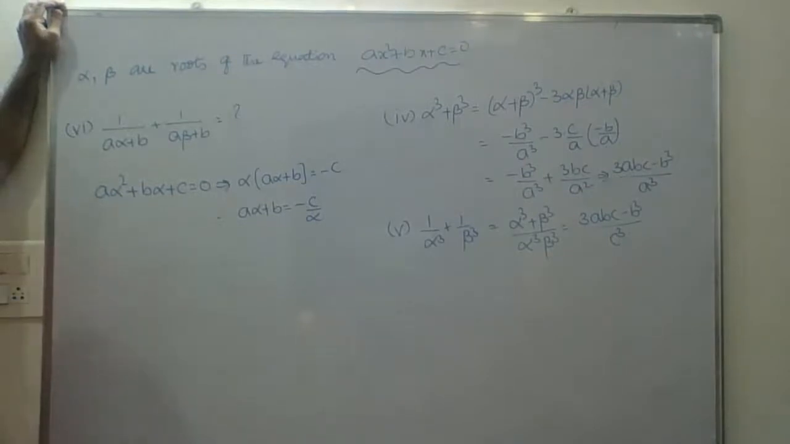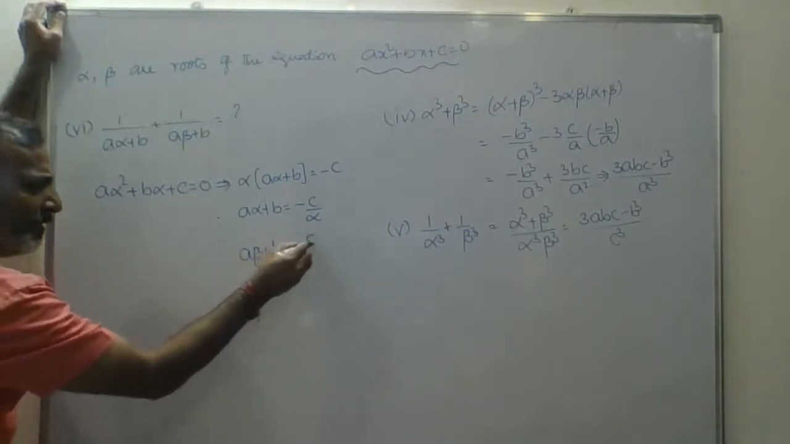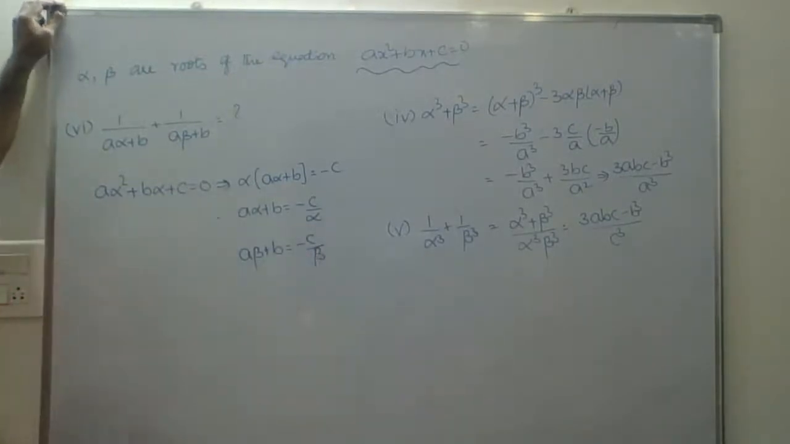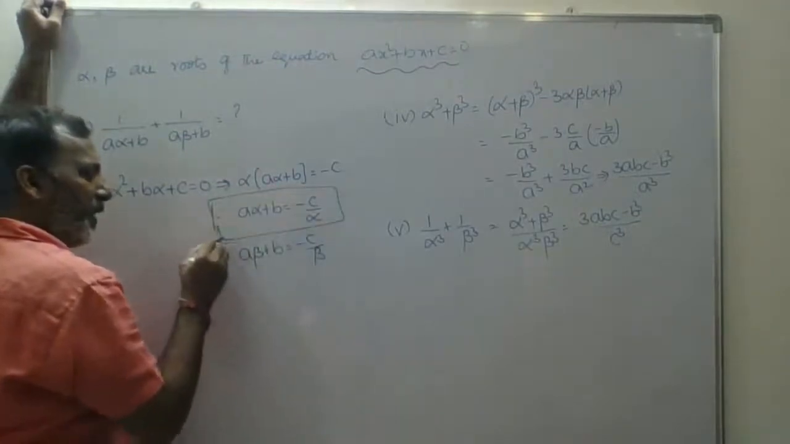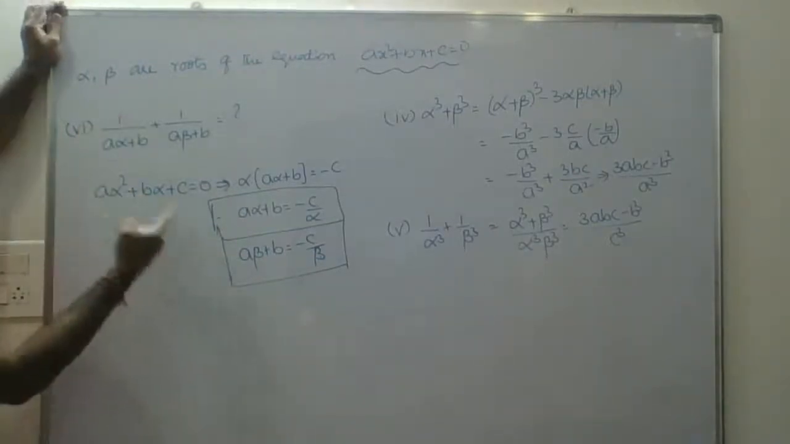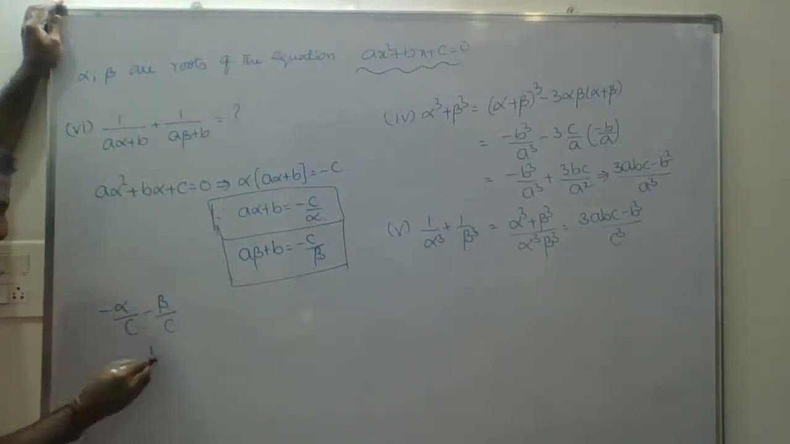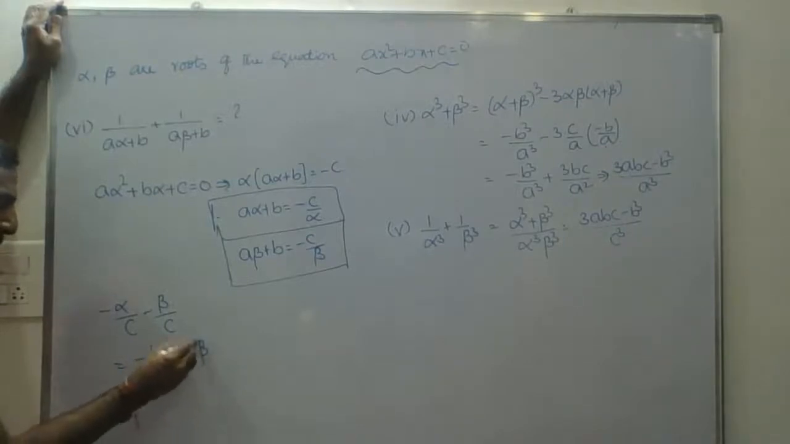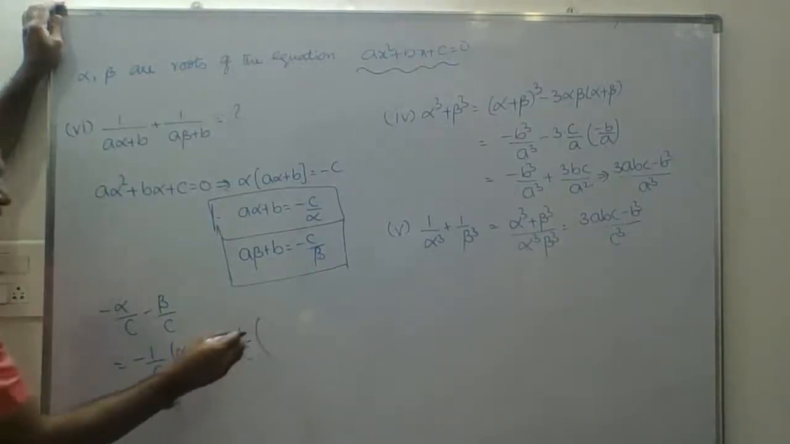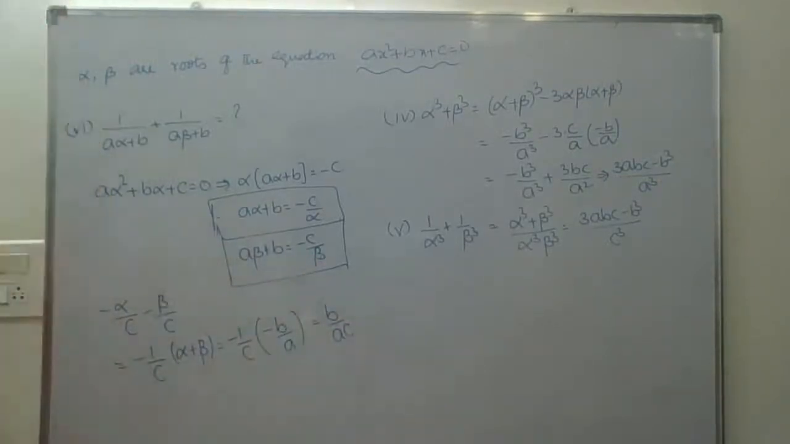a alpha plus b is equal to what? Minus c by alpha. Similarly, a beta plus b is equal to minus c by beta. Now the expression becomes 1 by minus c by alpha, plus 1 by minus c by beta, which is minus alpha by c minus beta by c. Taking minus 1 by c common, alpha plus beta. Alpha plus beta is what? Minus b by a. So the answer is b by ac.